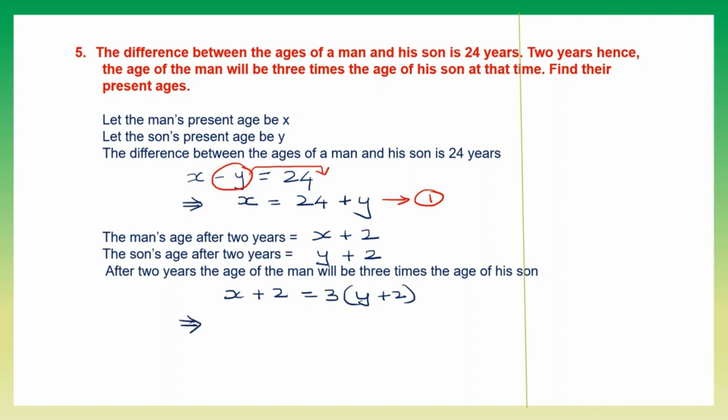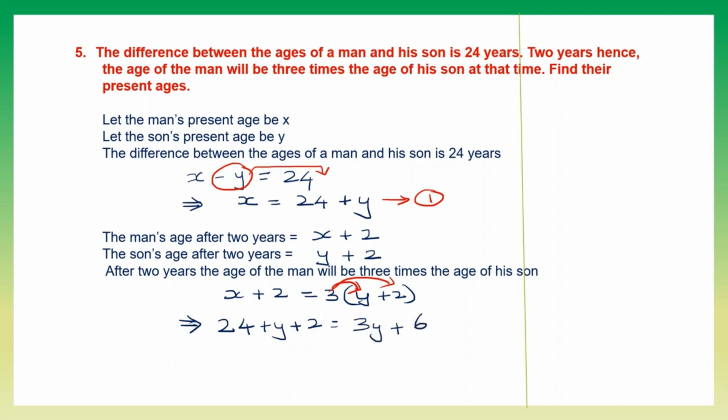So now we are going to substitute for this x from the first equation. In the first equation, we said x is equal to 24 plus y. So we're going to substitute this x. Instead of x, we're going to write 24 plus y. So let's write that. So 24 plus y, that is x, plus 2 is equal to, now this one we have to open the brackets. So it will be first 3 into y and then you have to do 3 into 2. So 3 into y is 3y plus 3 2s are 6.